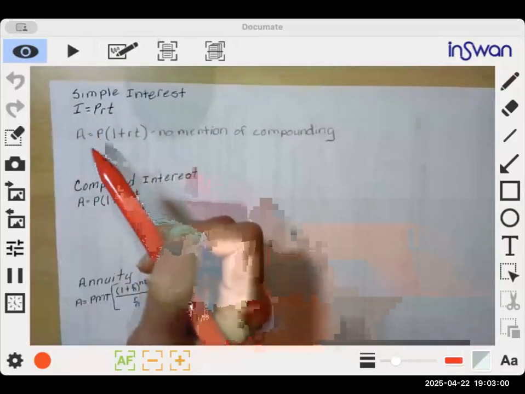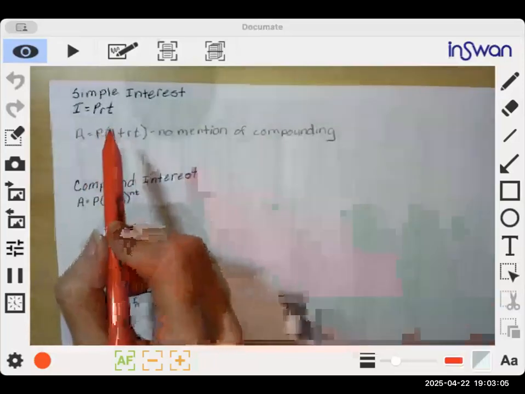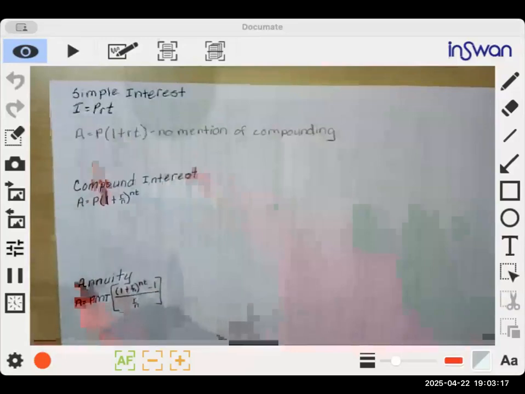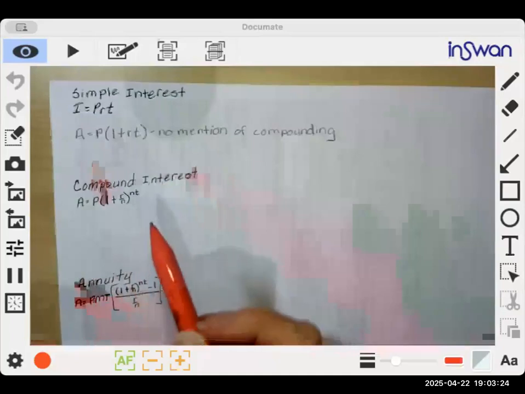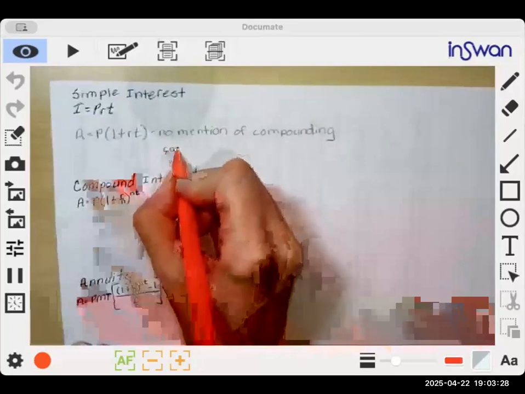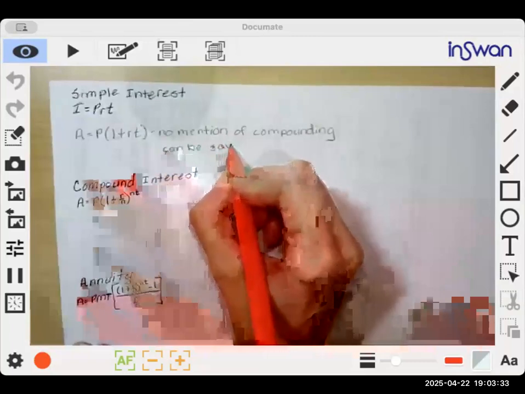And be careful with the interest one. Just because they say interest, it doesn't mean you're going to use I equals PRT, like you noticed in some of the problems in 4.4 or 4.3, where you had to find the interest based on how much the loan was for or how much money they'd put in. So no mention of compounding, and it can be savings or a loan.